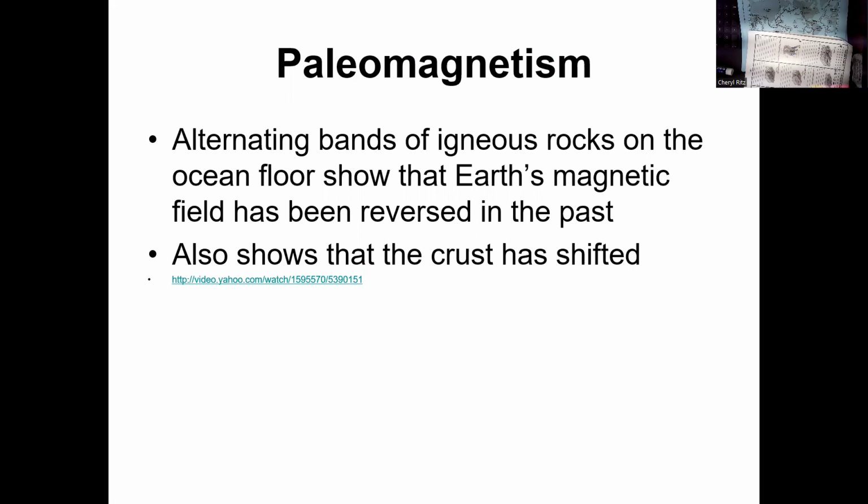So paleomagnetism is the alternating bands of igneous rocks on the ocean floor. They show that the Earth's magnetic field has been reversed in the past. So that's everything I just said. It also proves that the crust has shifted. But for the most part, it's way above our heads, yours, mine, most scientists. All you need to know is that they exist and that you can match them up on the ocean floor.